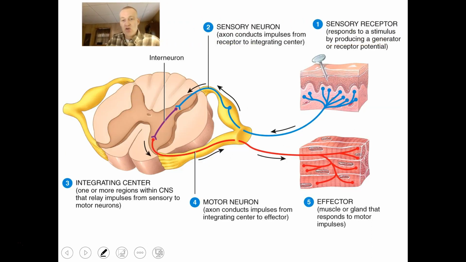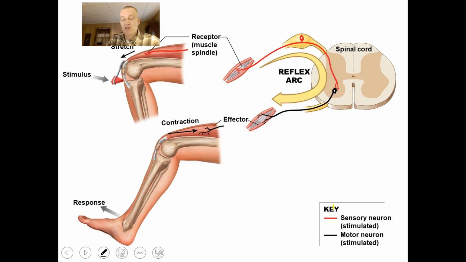Just showing you again, here we have the sensory receptor, we have the sensory neuron, we have the interneuron. It's going to process the information. The motor neuron is going to send information to the effector to cause you to have an activity.